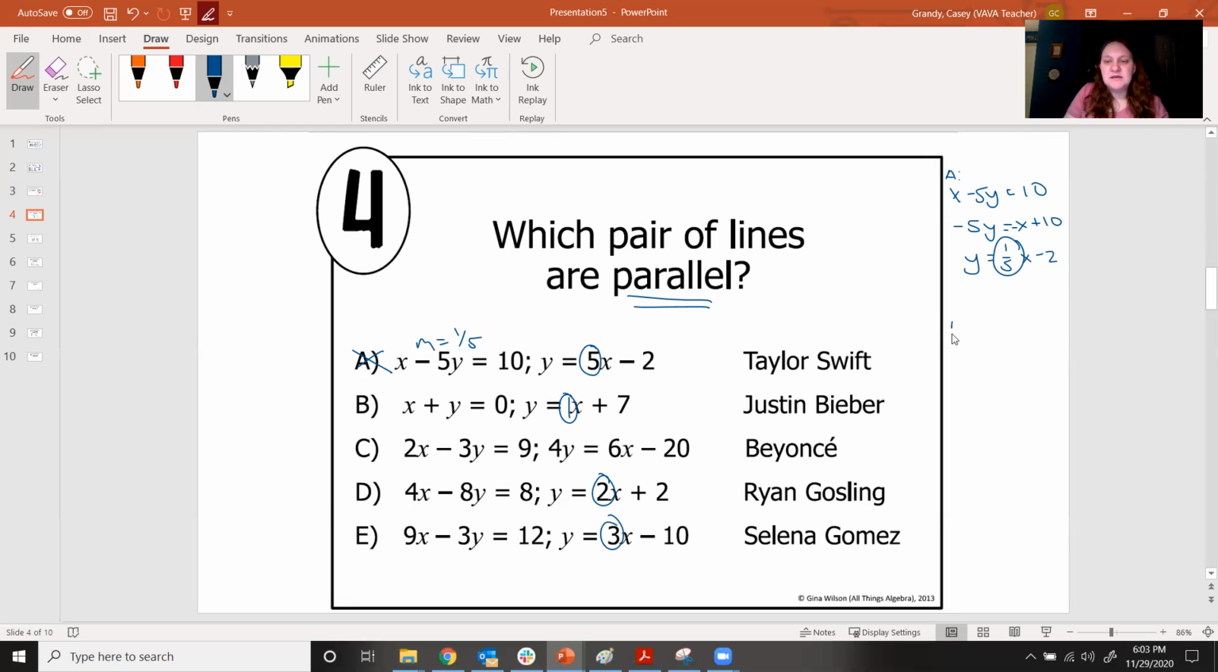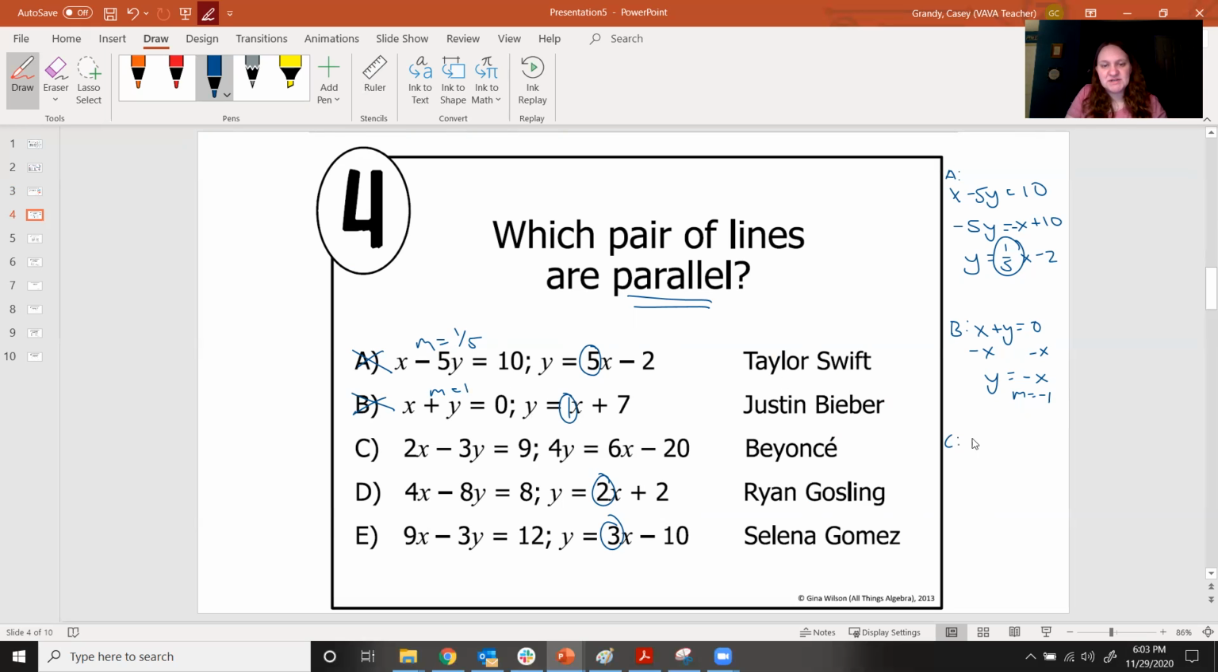Let's look at B. X plus y equals 0. We're going to subtract an x from both sides. Y equals -x, so its slope is -1. Well, if this one's slope is -1 and this one's slope is +1, those slopes are not the same. They're opposite reciprocals, so it's not B.